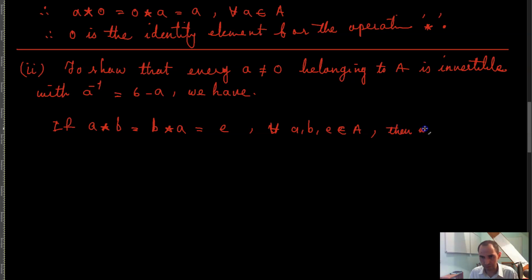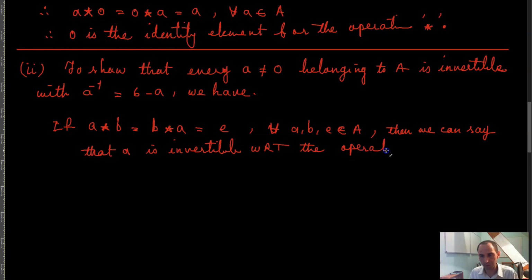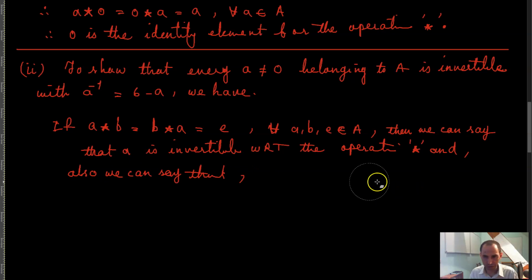So then we can say that A is invertible with respect to the operation star. And what else can we say over here, if this is the case? And also we can say that, in this case, for example, B is the inverse of A.